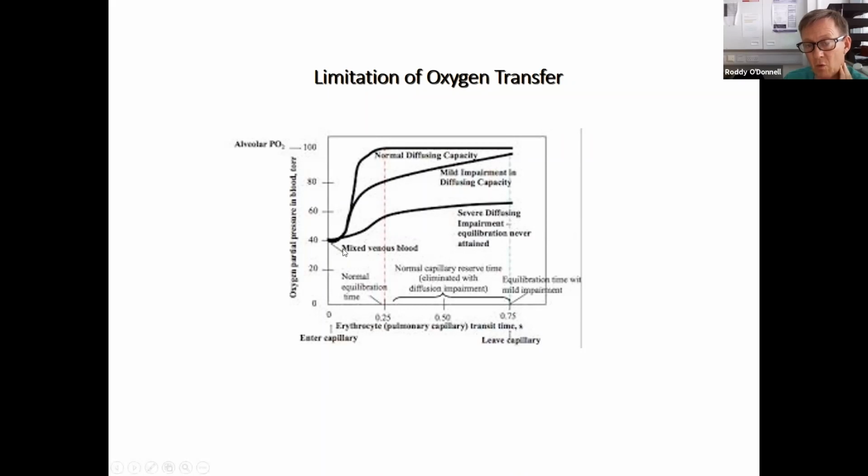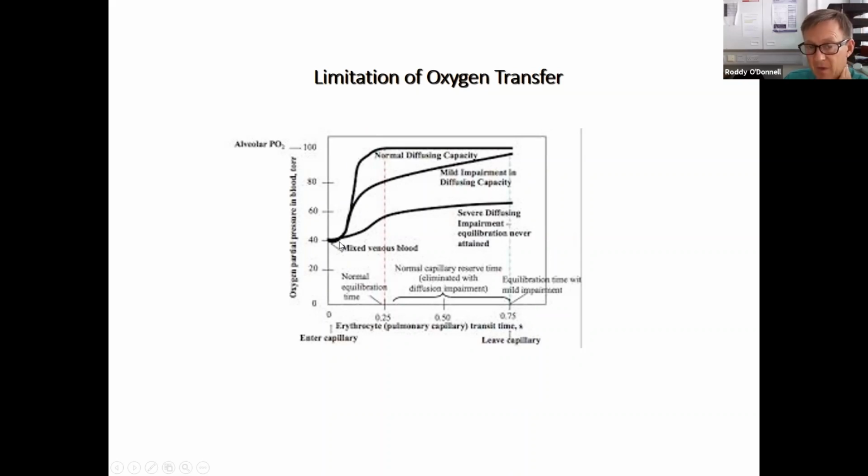Now, normally, if this is the entire transit time through the lung, which is less than a second, normally diffusion occurs in less than a quarter of a second. So less than a quarter of the time it takes for the red cell to move from one side of the pulmonary circuit to the other side of the lungs. It's already had oxygen added to it.